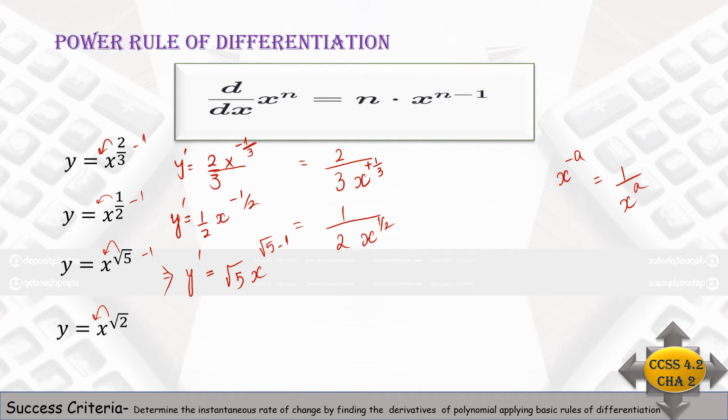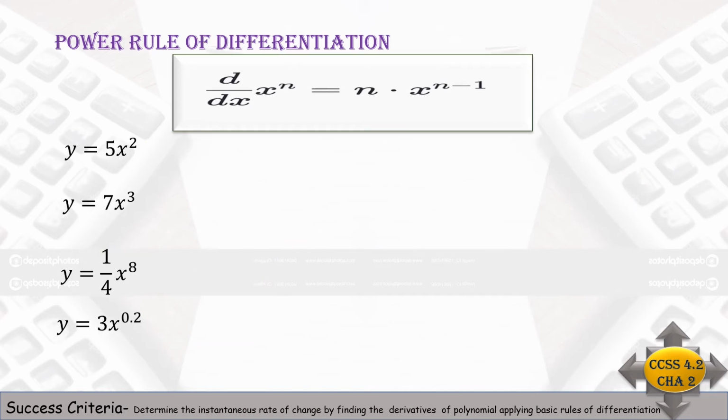Similarly do this one. So you will get square root 2 x to the power square root of 2 negative 1. No need to use the calculator until it is asked. What will happen if some variable with a constant is multiplying with that number?